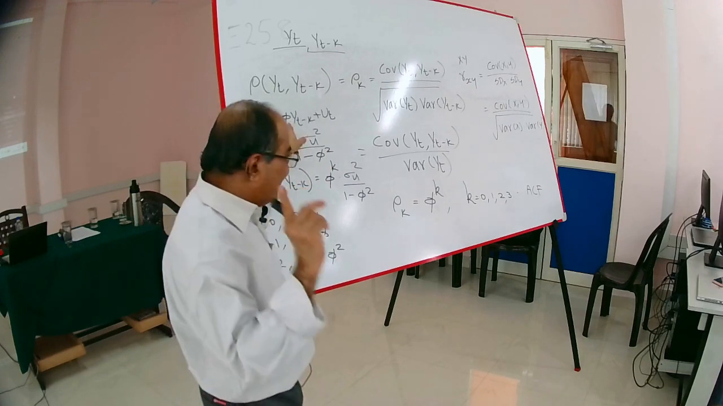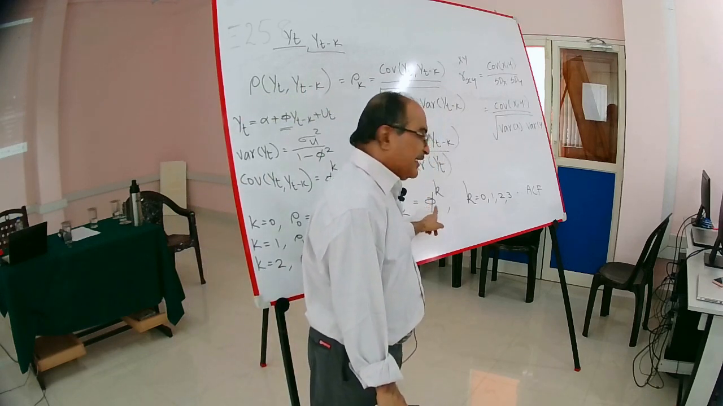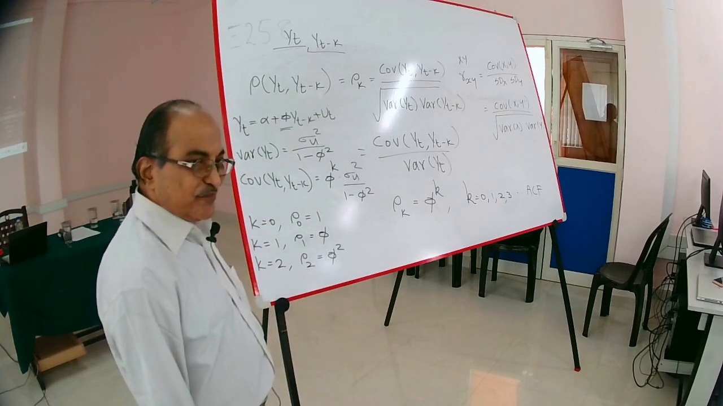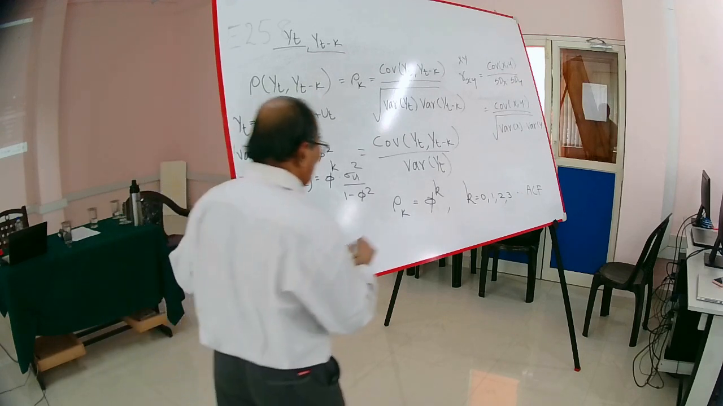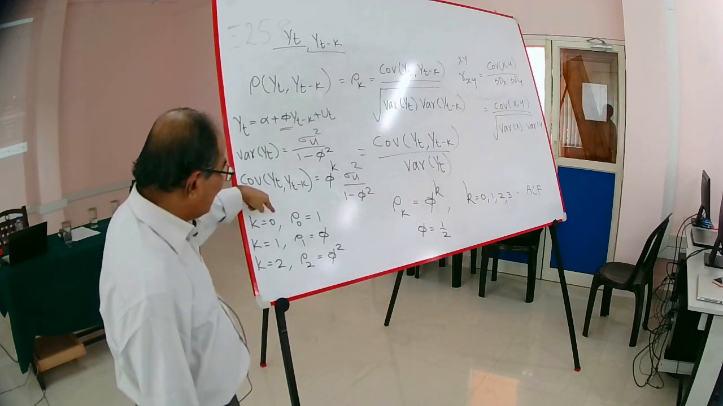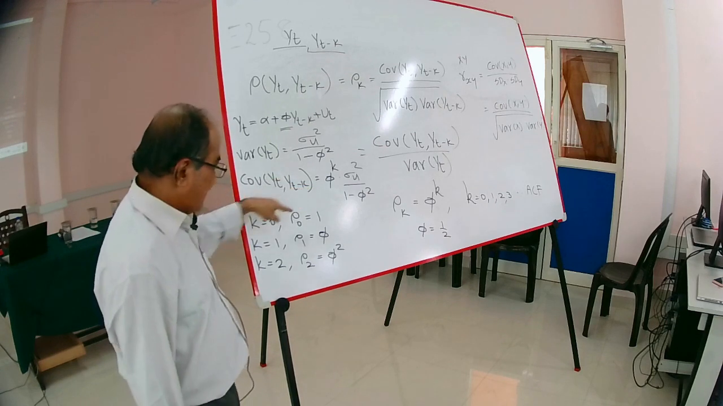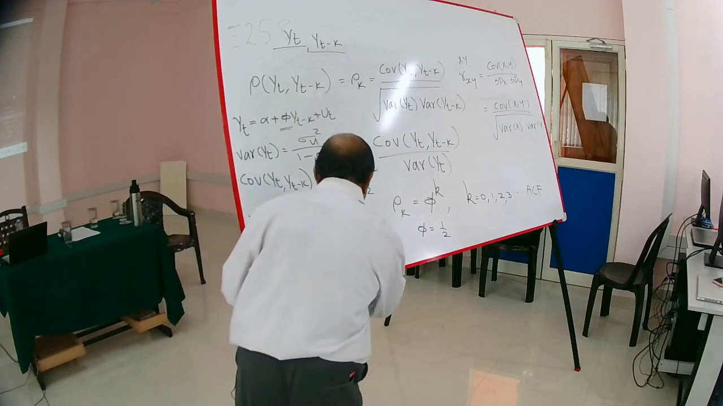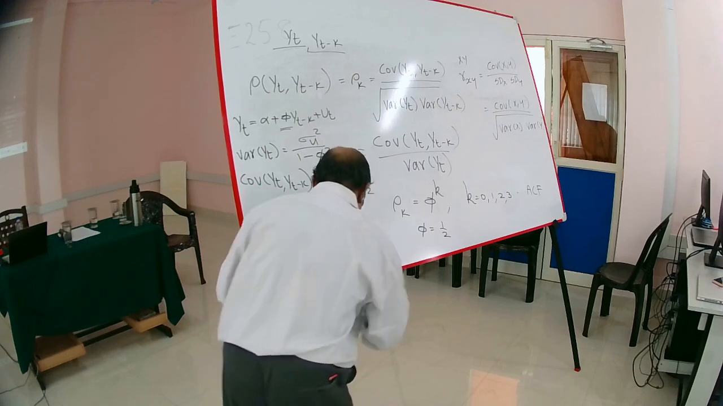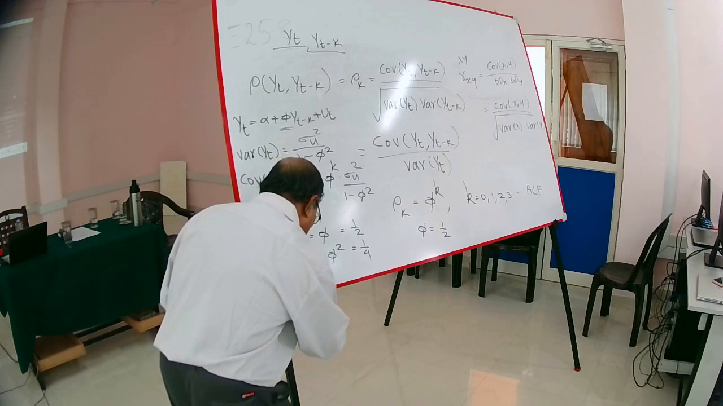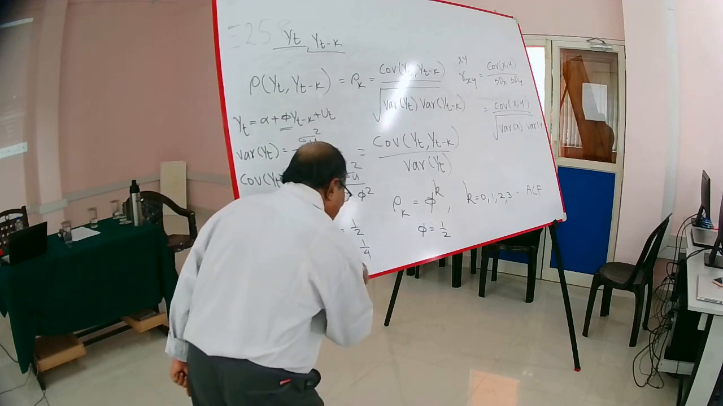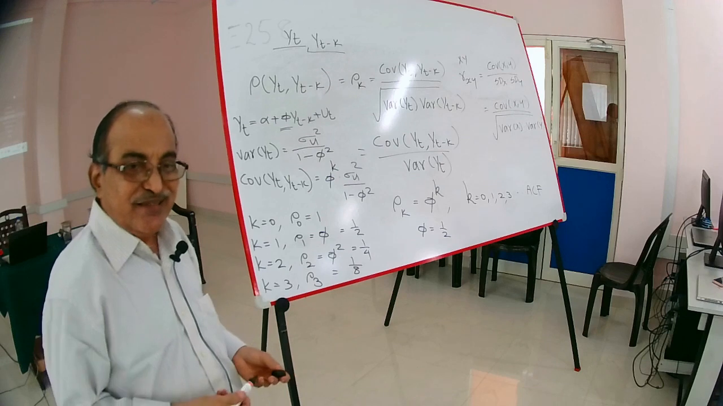Now remember, we are dealing with a stationary process where phi is less than 1. If phi is less than 1, can you tell me what is happening to this rho k as k changes values? Suppose phi is equal to, say, 1 by 2. Then when k is equal to 0, rho 0 is equal to 1. When k equals 1, rho 1 will be equal to 1 by 2. When k equals 2, rho 2 is equal to 1 by 4. When k equals 3, rho 3 will be equal to 1 by 8. Next, 1 by 16. Then 1 by 32.